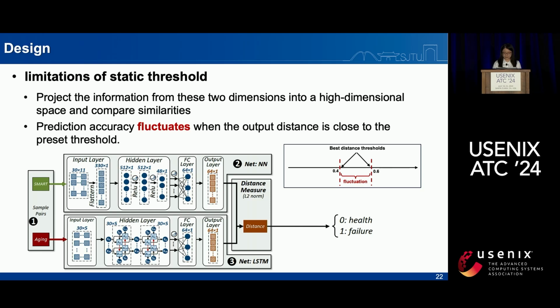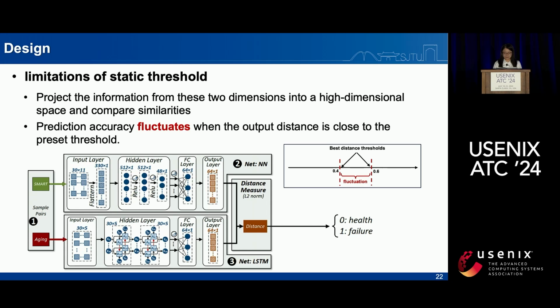However, the SMART attributes and aging back data are from different dimensions. One is from real-time system logs, and the other is a type of static characteristics. They are even in different shape and dimension. Therefore, they cannot be compared directly. So we project these two types of data into a high-dimensional space and compare the similarity by computing the L2 norm distance. We then compare it with the distance threshold to identify whether the SSD is healthy or soon to fail.